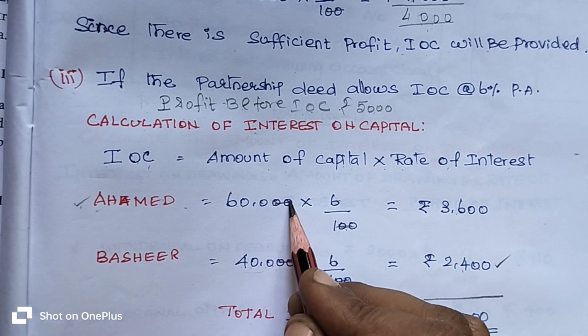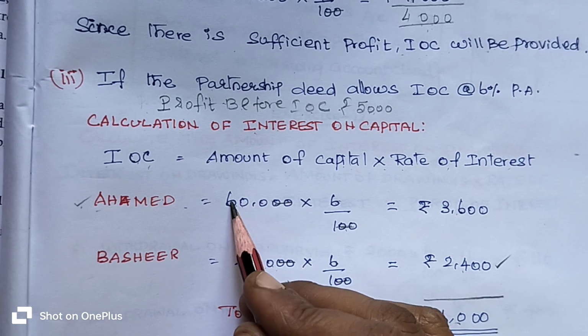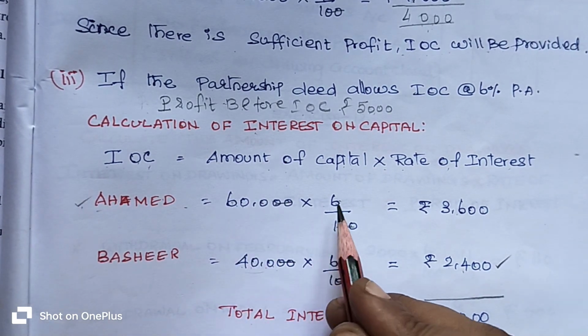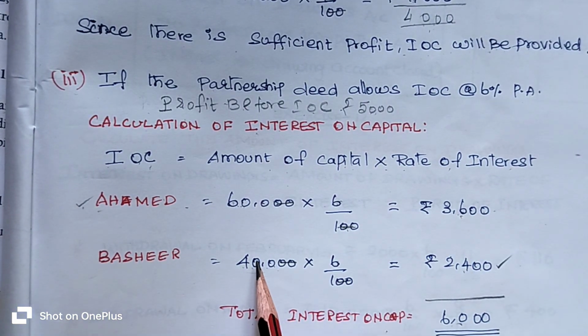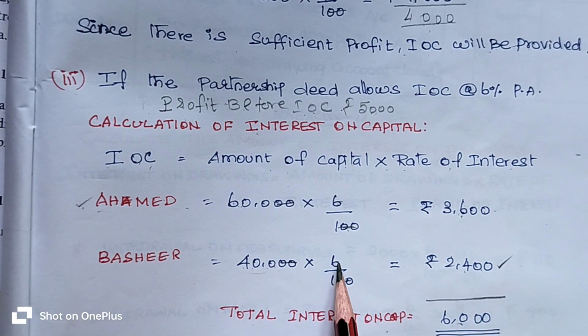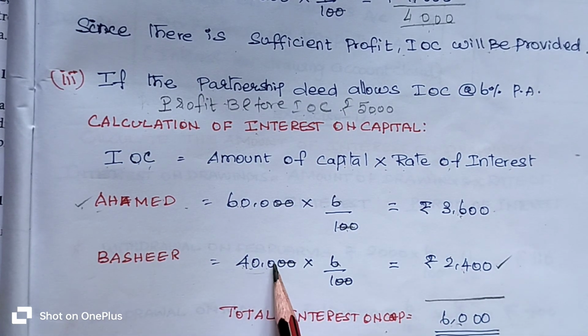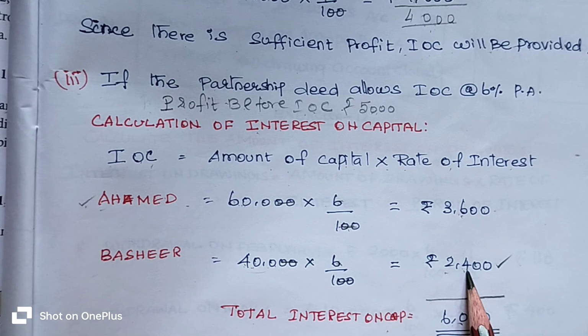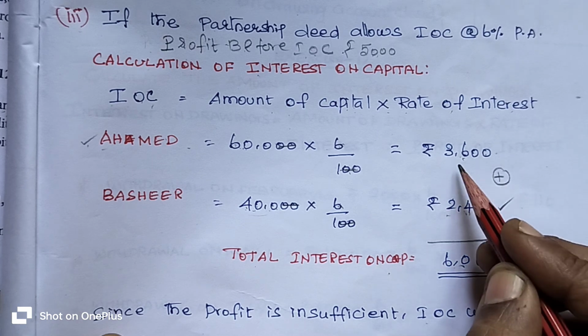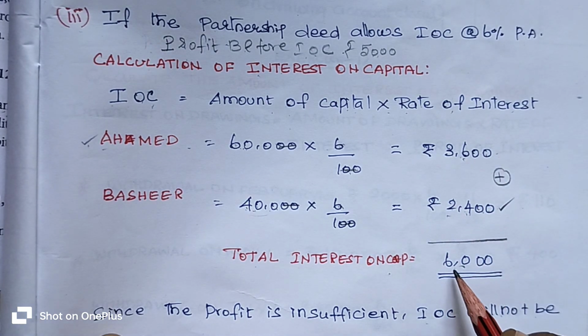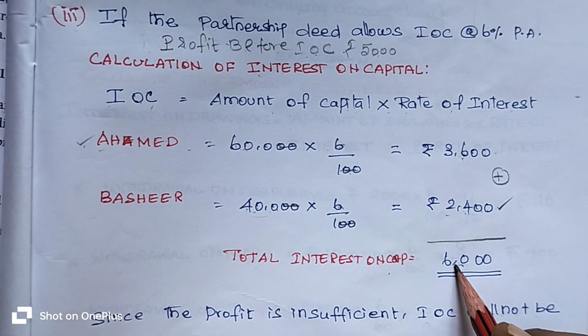So after cancelling the 00 for this 00, remaining 600 into 6. 6 6s are 36. These 00 are to be added here. Bashir's capital is 40,000 rupees at the rate of 6%, means 6 by 100. This 00 is to be cancelled for the 00. Remaining we have 400 into 6. 4 6s are 24. These 00 are to be added here. So 2,400 rupees. What is the total interest on capital? We have to add 3,600 plus 2,400. We will get 6,000 rupees total interest on capital.